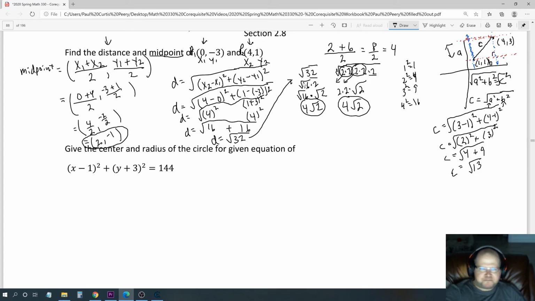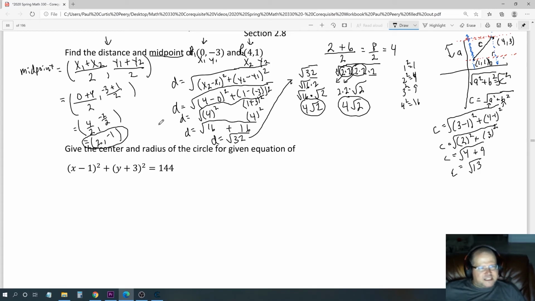All right, not too bad. Let's double check, make sure we answer the question. Find the distance, check, 4 square roots of 2, and the midpoint, check, to -1. That's the midpoint.